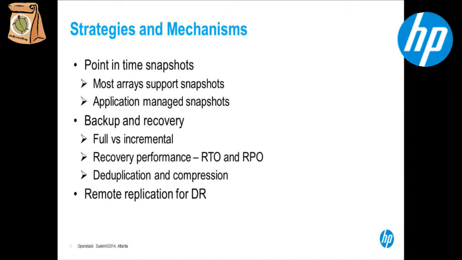Since backups are copies of a volume, they have enormous potential for deduplication, and most backup systems do deduplication to save storage space. They also use compression sometimes. And to prevent data loss because of an entire data center failing, data is typically replicated to a remote site, and that helps with disaster recovery.